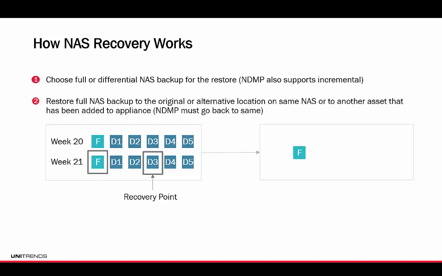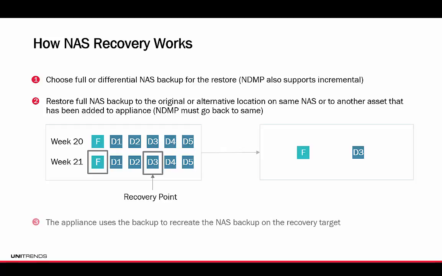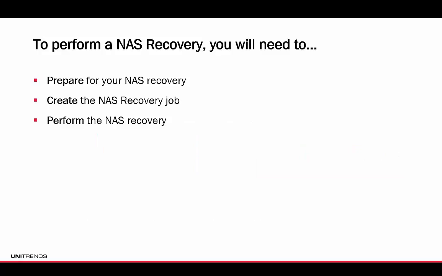When I restore that, it's going to restore the full to the original location or an alternate location on the same NAS or another asset. That's up to the first section of where you want it to go. And NDMP must go back to the same vendor once again. We learned that. Then the appliance is going to use the backup to recreate the NAS backup on the target. It's going to use the full and the differential and restore up to that point, back to wherever I tell it to go.